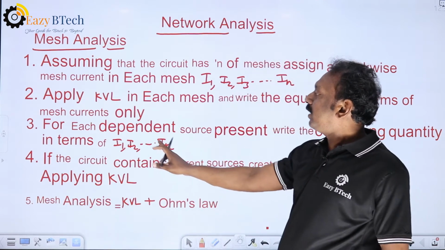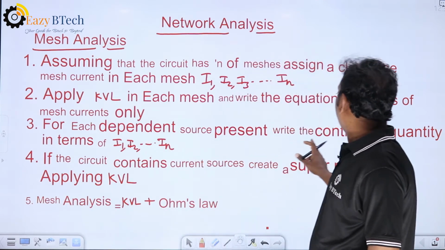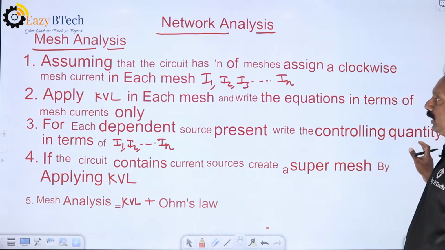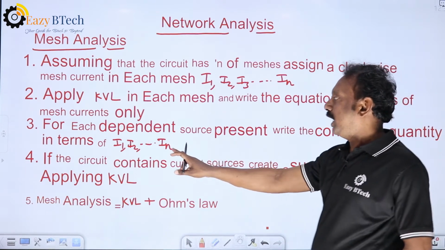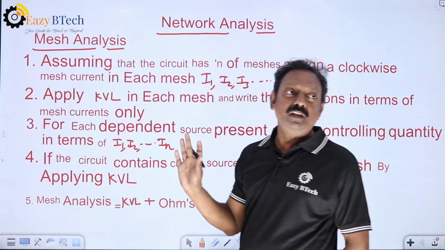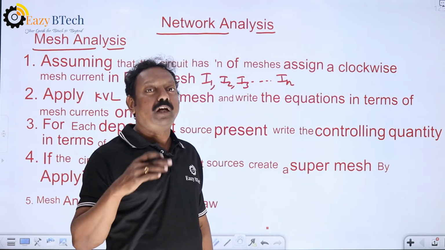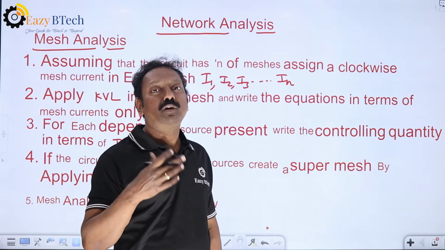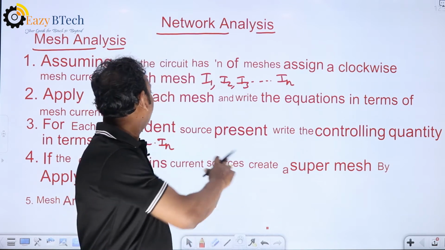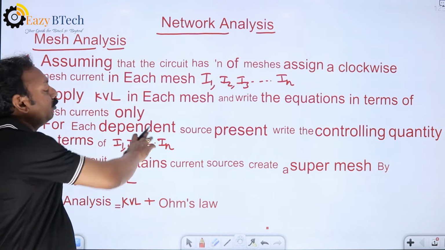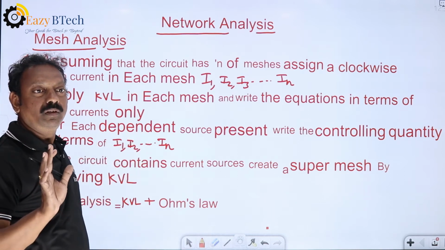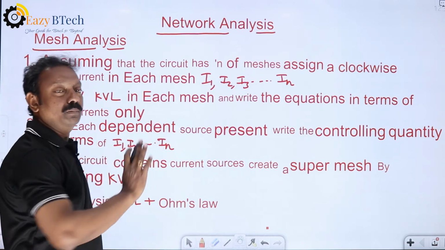Next one. For each dependent source present, write the controlling quantity in terms of I1, I2 and so on. Suppose any dependent sources are present in a network, that is a current controlling variable or voltage controlling variable, try to convert in terms of I1, I2 and In only. That we will discuss in the problems.